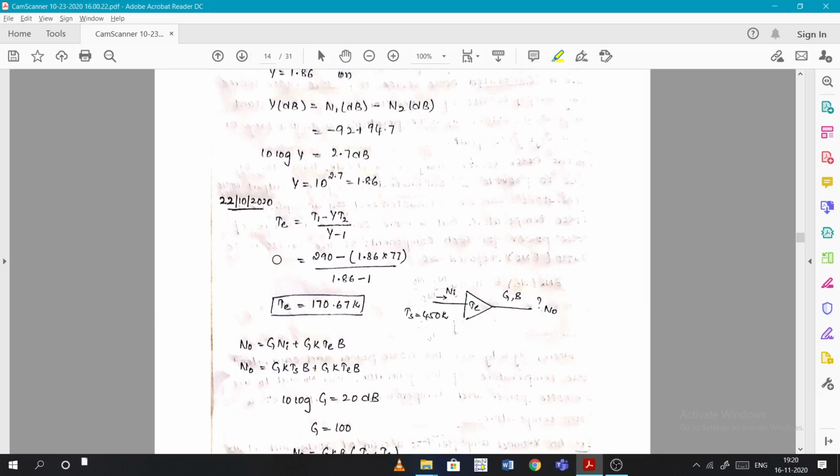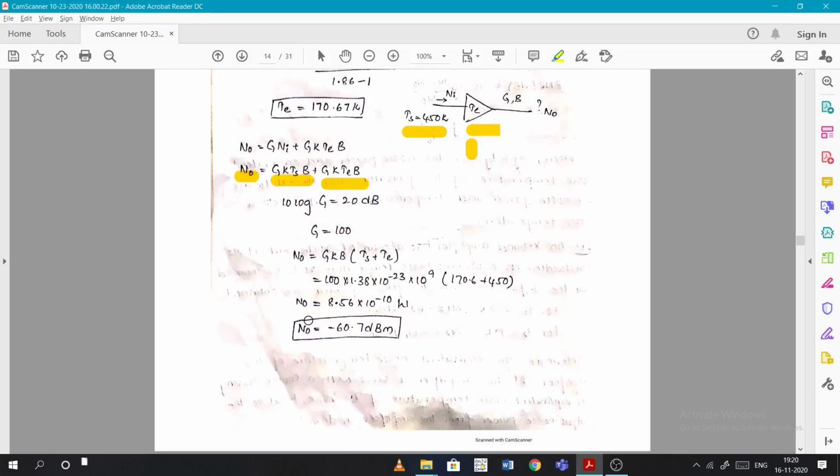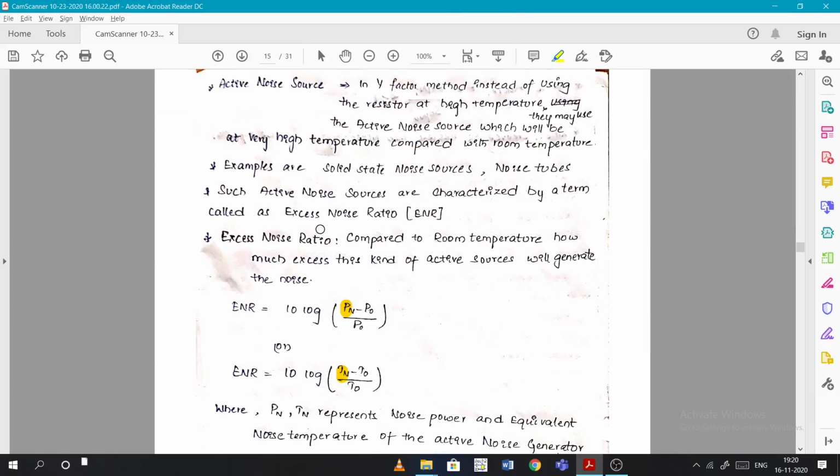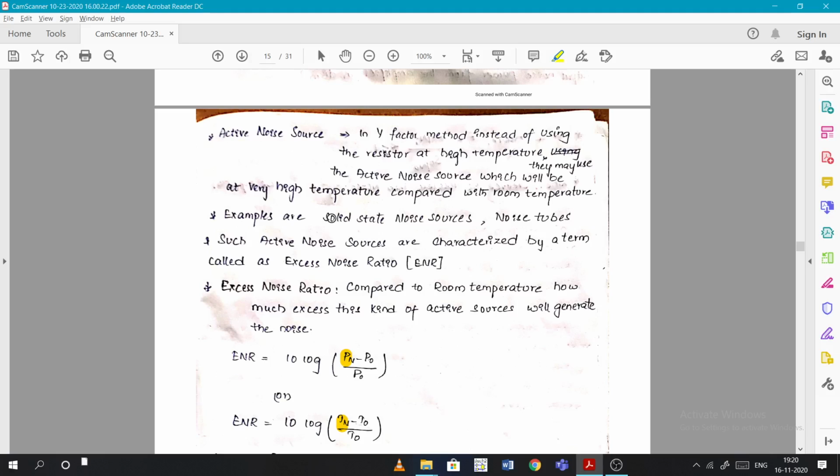The same way you'll get here, and as the whole input is also connected to an amplifier where the input temperature is given, from that we know GK TSB, and the output noise for this amplifier, GK TEB. Add both, and we will get N0. So this is the same. That's why for active noise sources, the Y factor method is not a much appreciated method, and so you'll go for ENR.